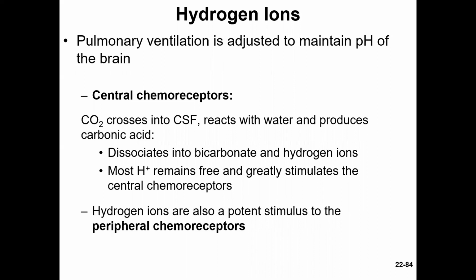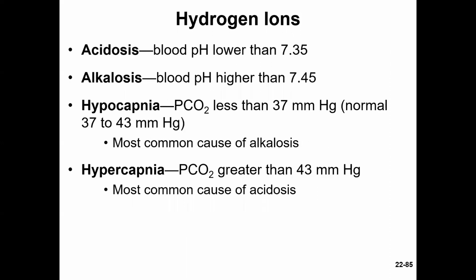The central chemoreceptors: CO2 crosses into the CSF, reacts with water, and produces carbonic acid. This dissociates into bicarbonate and hydrogen ions. Most of the hydrogen remains free and greatly stimulates the central chemoreceptors. Hydrogen ions are also a potent stimulus to the peripheral chemoreceptors.